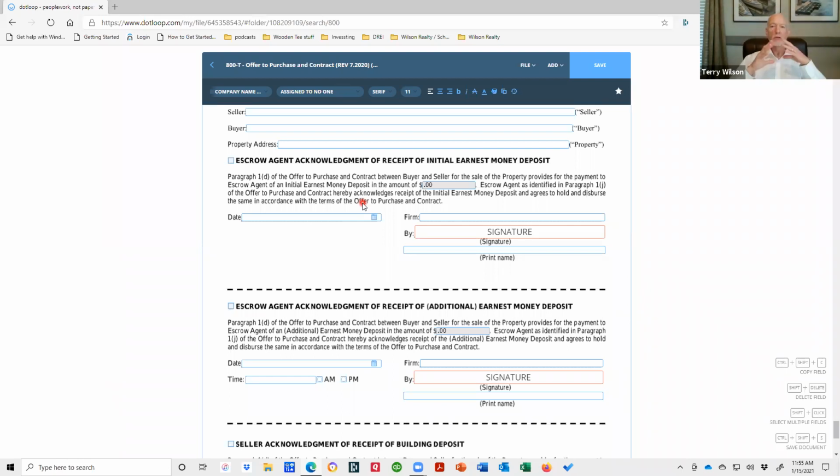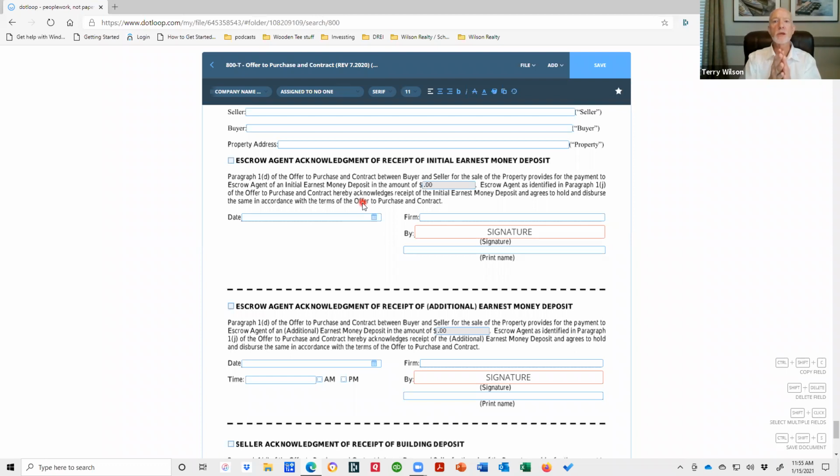And again, just to reiterate, we only use this contract when the seller owns the property and the seller is financing the construction of the home. If the buyer is buying the property, if the buyer is financing the construction of the home, we do not use this form. What form do we use?